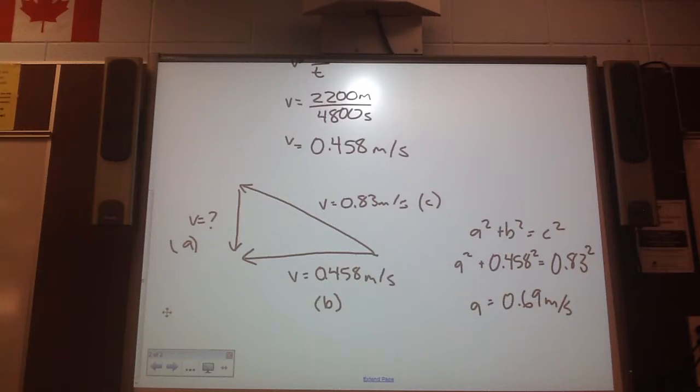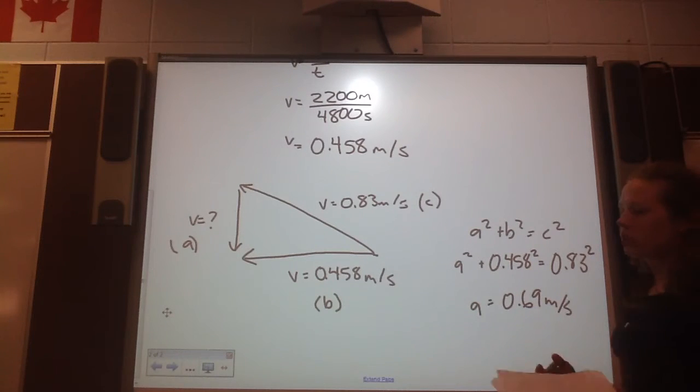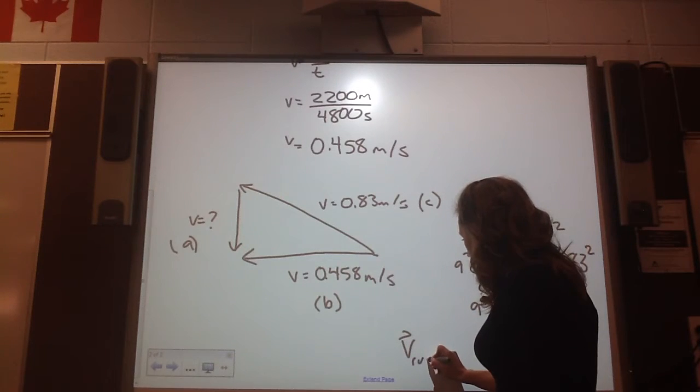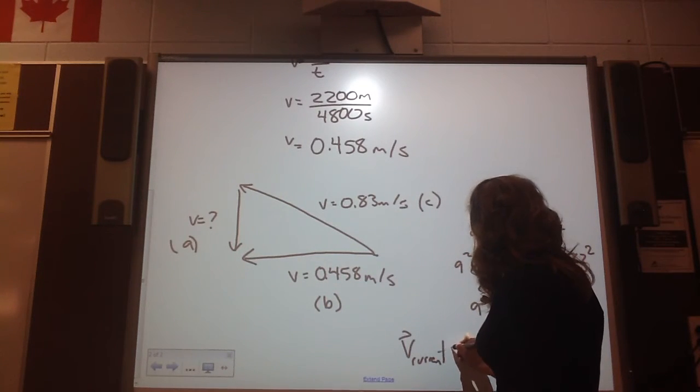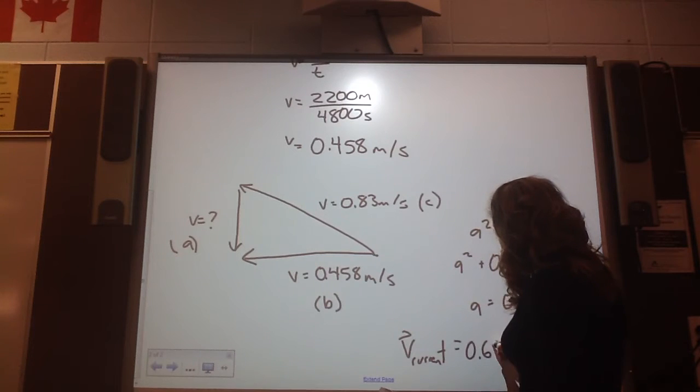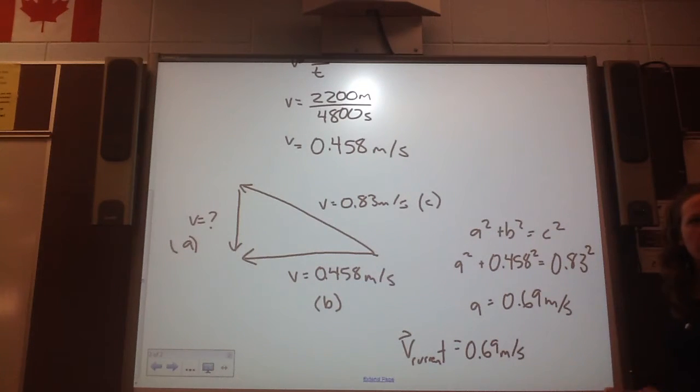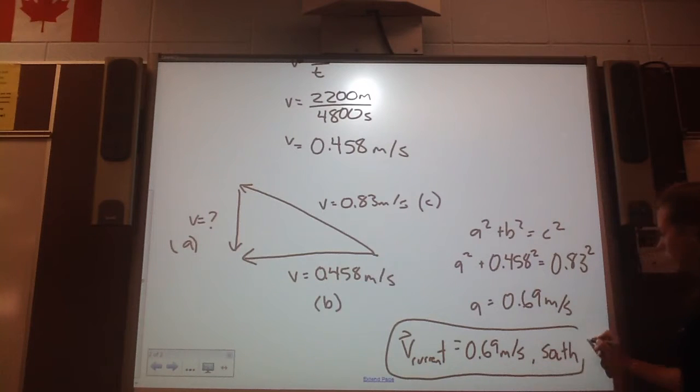But the question asked me to find the velocity, so I need to put in my direction as well. So my V of the current was equal to 0.69 meters per second, and the direction was just directly south. It doesn't require an angle since it was going directly south.